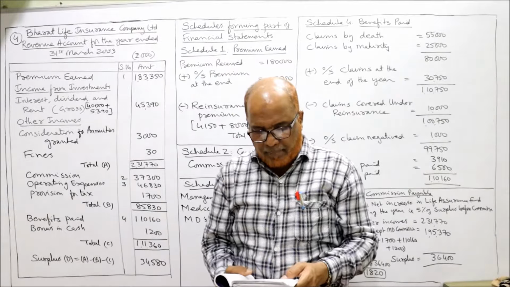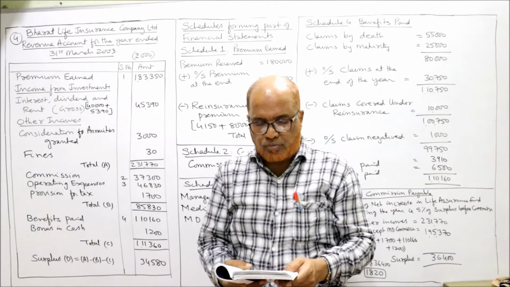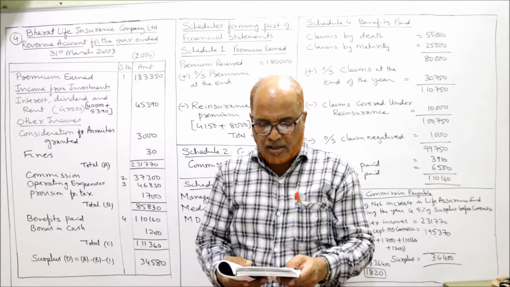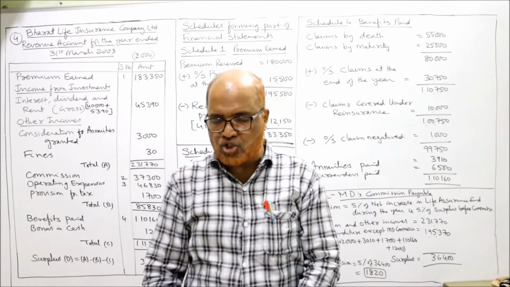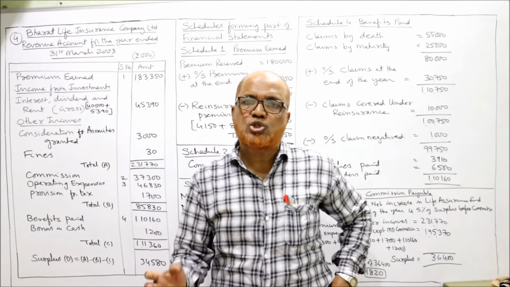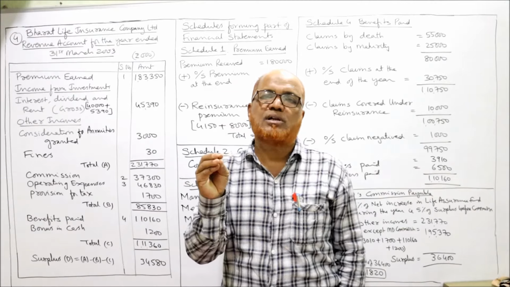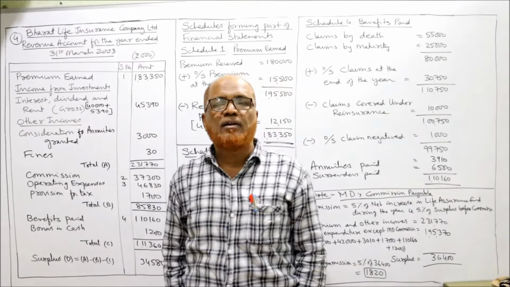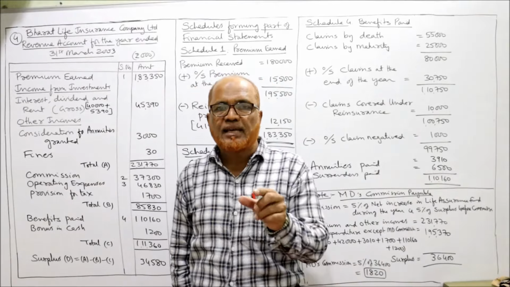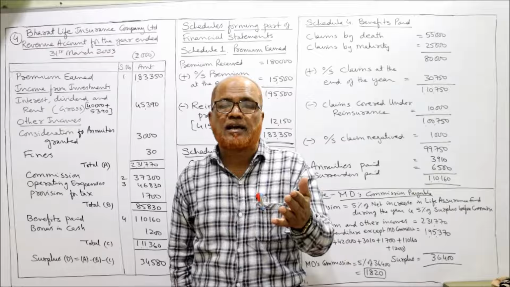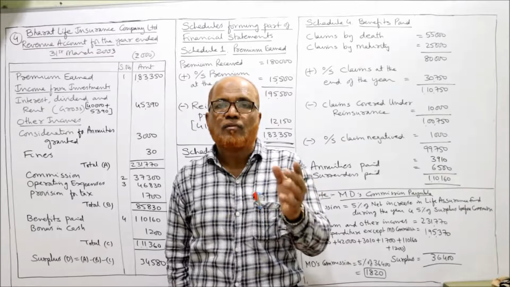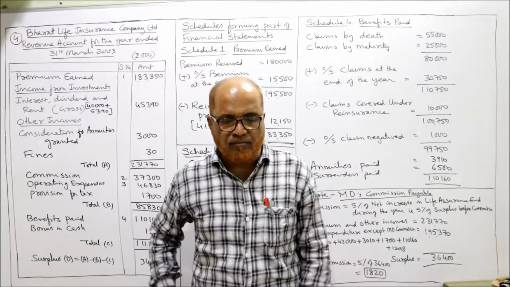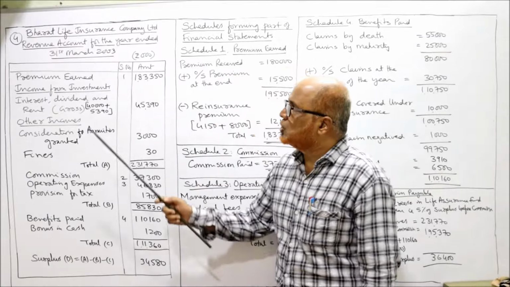Then the MD, the Managing Director, is to be paid a commission of 5% on the net increase of life fund during the year before providing for such commission. कमीशन देने से पहले जितना भी सरप्लस निकलेगा, जितना भी सरप्लस आएगा, वो सरप्लस के ऊपर 5% एमडी का कमीशन देंगे. That I show in working note. Come on, will start the solution now.